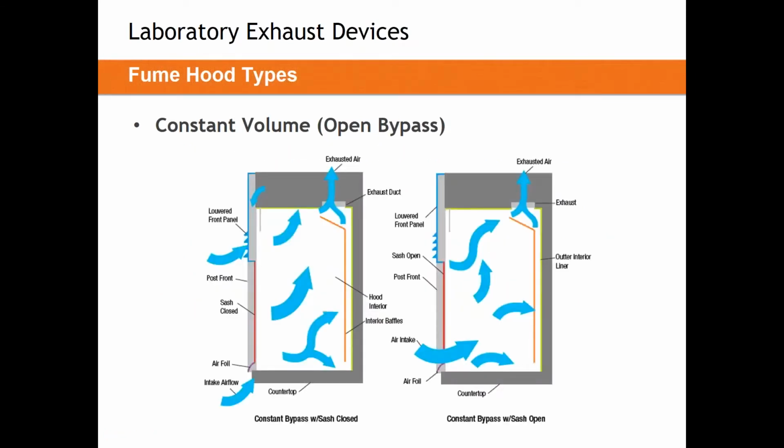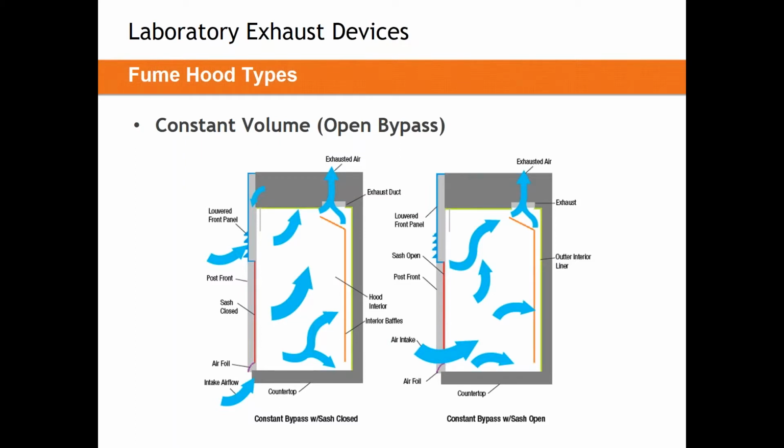This is a good cut of a constant volume fume hood. So on the left, you can see the louvered front panel at the top of the fume hood. That would be one example or one type of constant volume fume hood bypass. So as that sash, that red line there, opens, that bypass will proportionally close, meaning, let's say a set 500 CFM will always have a pathway through the fume hood to allow it to exhaust at a constant set rate.